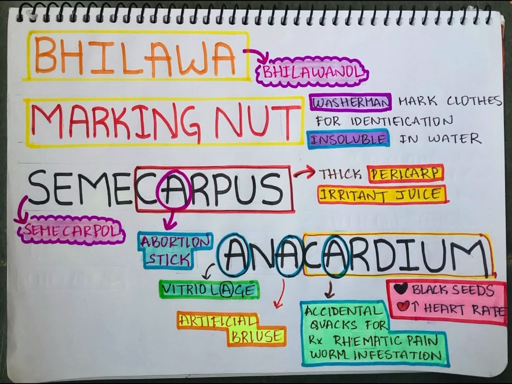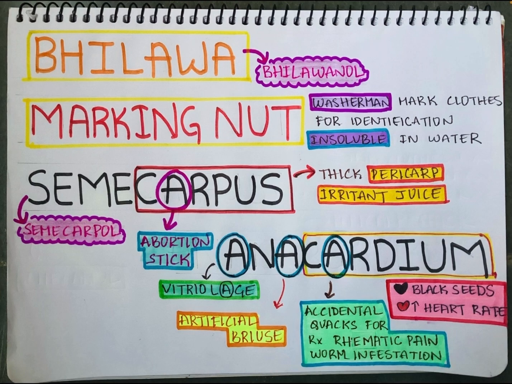And Semecarpus anacardium. Coming to the word carpus, it means thick pericarp. The Semecarpus anacardium seeds have a thick pericarp which contains the irritant juice, which is usually brown color, but on exposure to air it can turn into black color. Cardium and anacardium indicate black seeds which are heart shaped. And also you can see increased heart rate or tachycardia as a symptom.